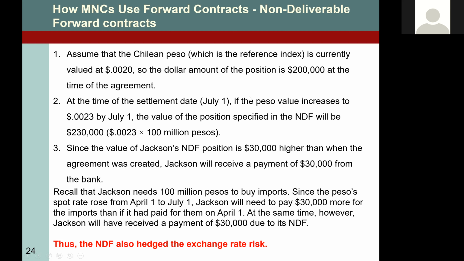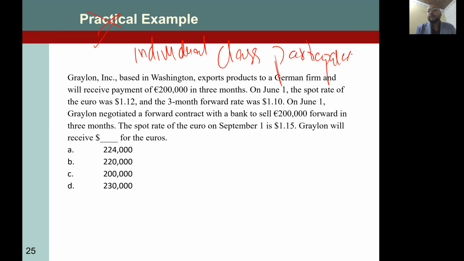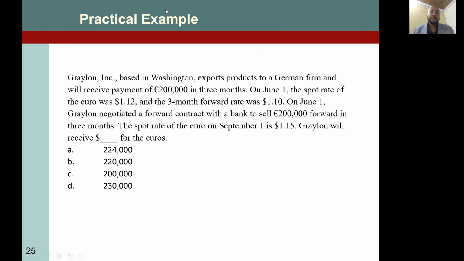Yes. Good. So if you understand that, now answer this question. I'm going to give you 5 minutes. This is individual class participation. Take it as individual class participation. Everybody, take out a page, write down your name, and solve this question. Show your work, okay? Don't just say A, B, or C, show your work. And then we'll do it together. Meanwhile, I'm pausing the video for 5 minutes, and after that, I will be resuming it.